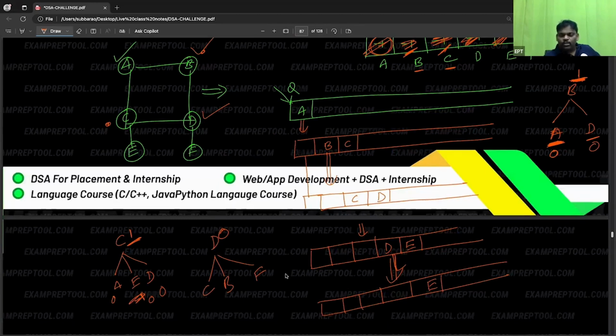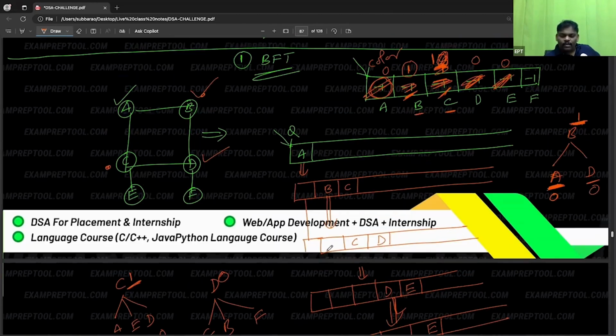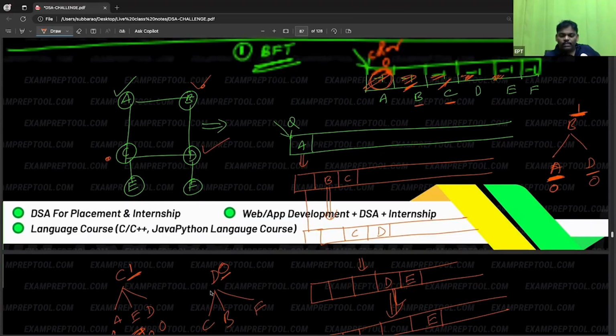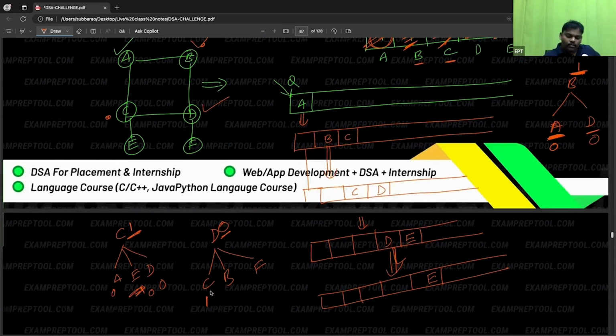Now D is asking all adjacent people C, B, F. Hello C, what is your color? C said that my color is 1. So my color is 0, your color is 1, no problem. Other than -1 means visited. Now D is asking B also, hello B, what is your color? B said that my color is 1. So 1 means it is visited and the opposite, no problem.